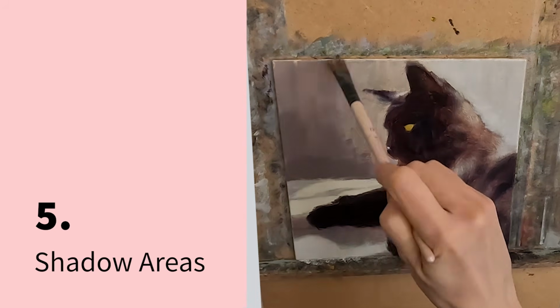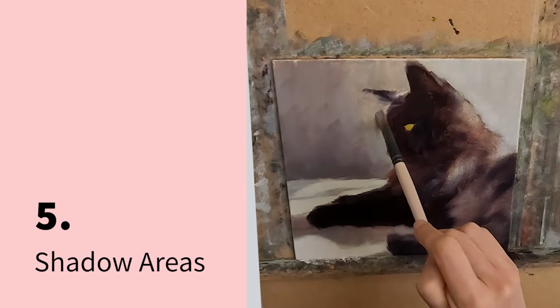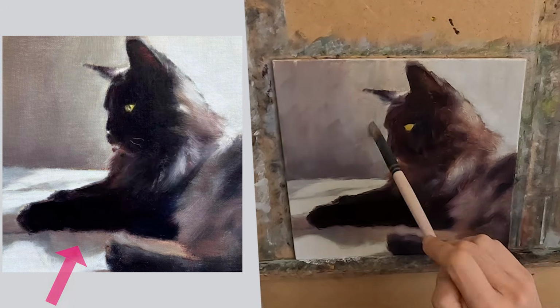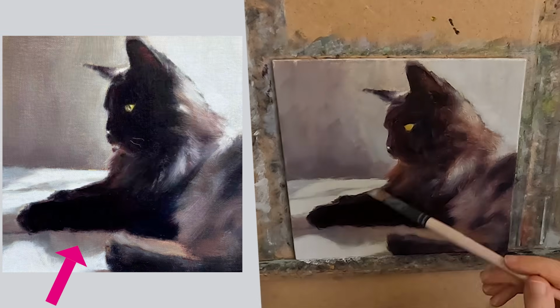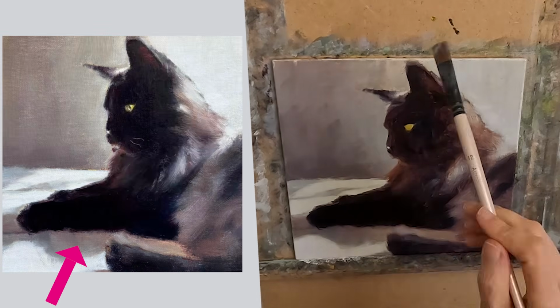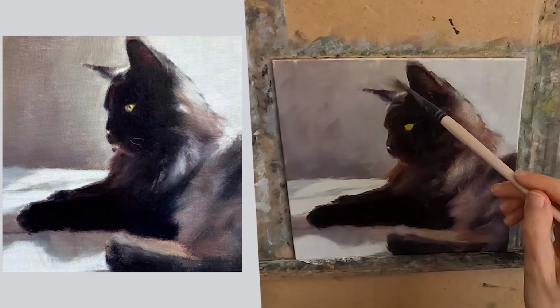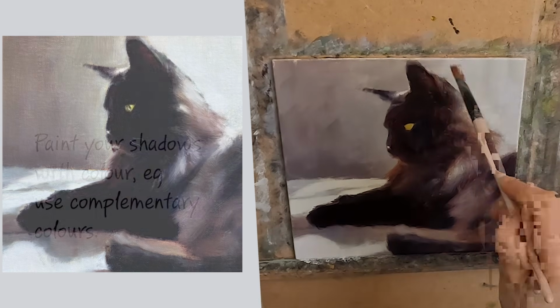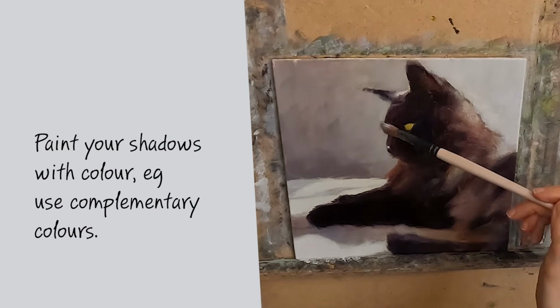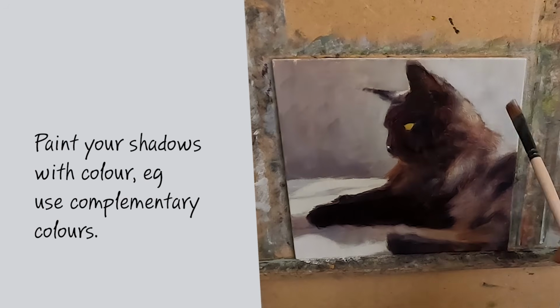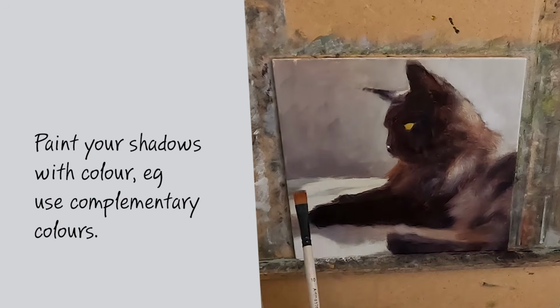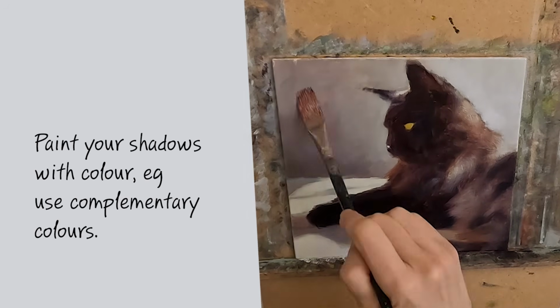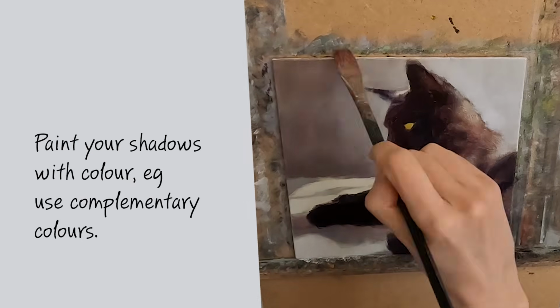Number 5, why the shadow areas matter as much as the light. Your lights are only as powerful as the shadows that surround them. The two are completely dependent on each other. This means your shadow area deserves just as much consideration as your lights. The first thing to understand about shadows in this painting is that they should be painted with colour. Rich, colourful darks mixed from complementaries will give your shadows a depth and luminosity.